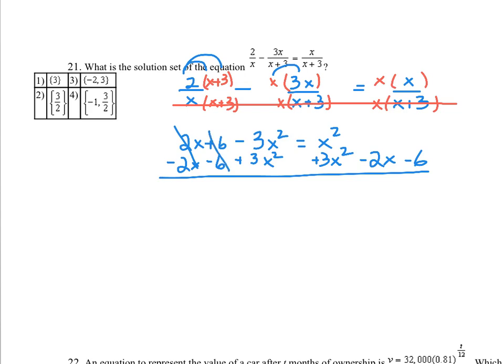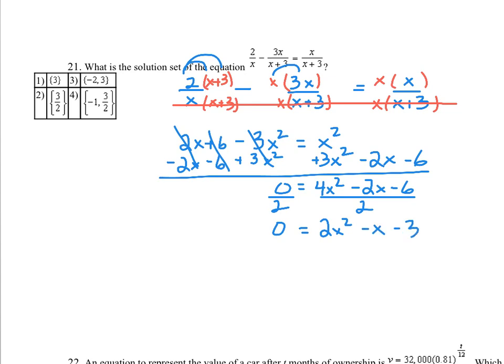So everything here will disappear, and I'll be left with 4x squared minus 2x minus 6, and that will be equal to 0. All right, now I do see that I have a common factor that I can divide out, and that would be 2. So that's going to give me 0 equals 2x squared minus x minus 3. All right, now my lead coefficient there is something other than 1, so I know I have to rainbow.